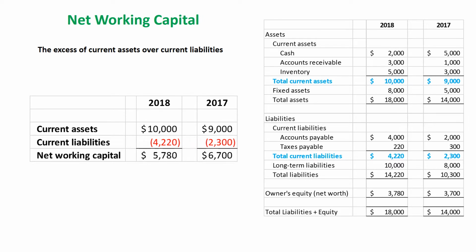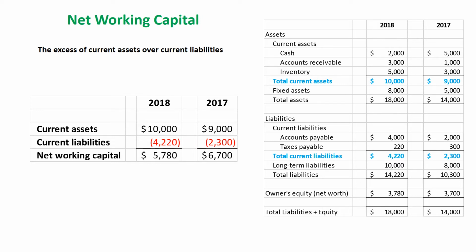Net working capital. The excess of current assets over current liabilities is net working capital. The more net working capital a business has, the less risky it is, as it has the ability to cover current liabilities as they come due. In this example, in year 2017, your current asset is $9,000. It is highlighted in blue on the balance sheet. Subtract your current liability of $2,300 and your net working capital is $6,700.